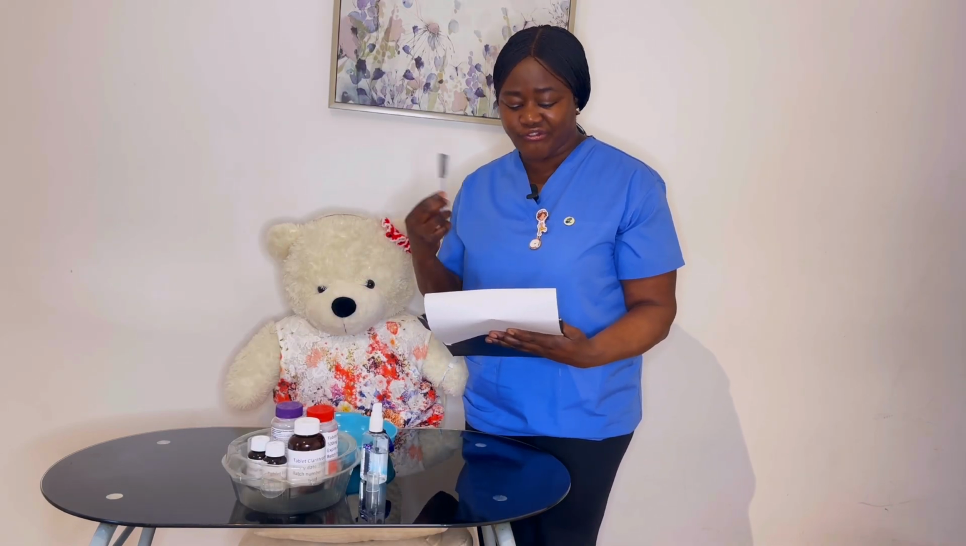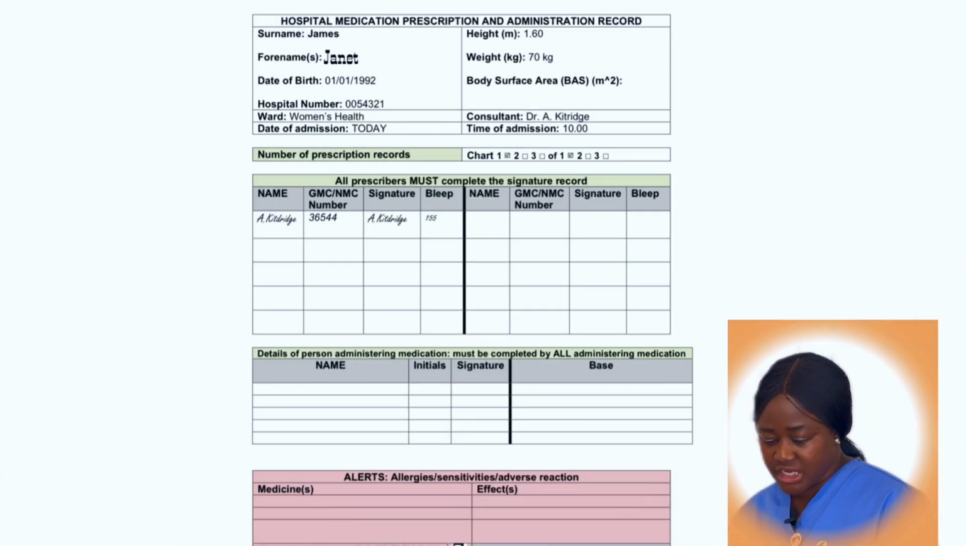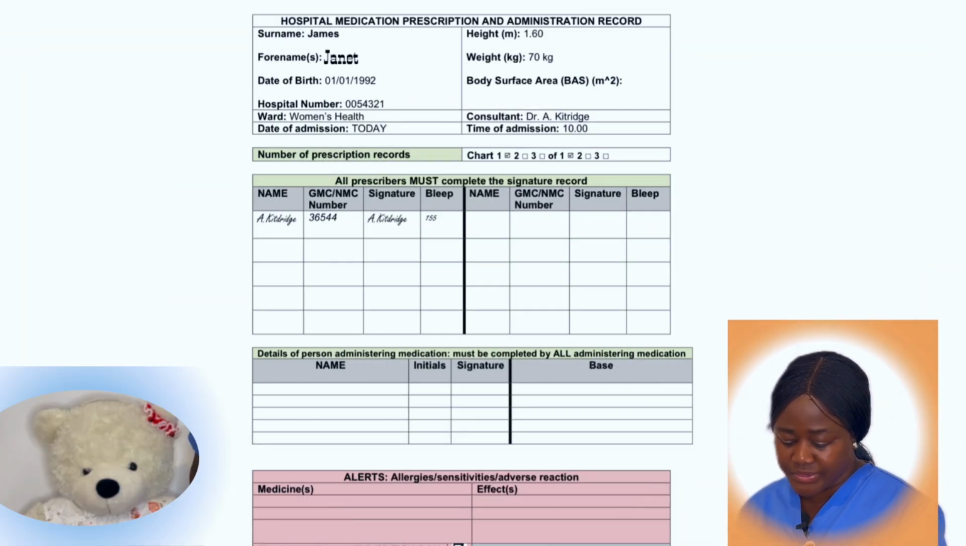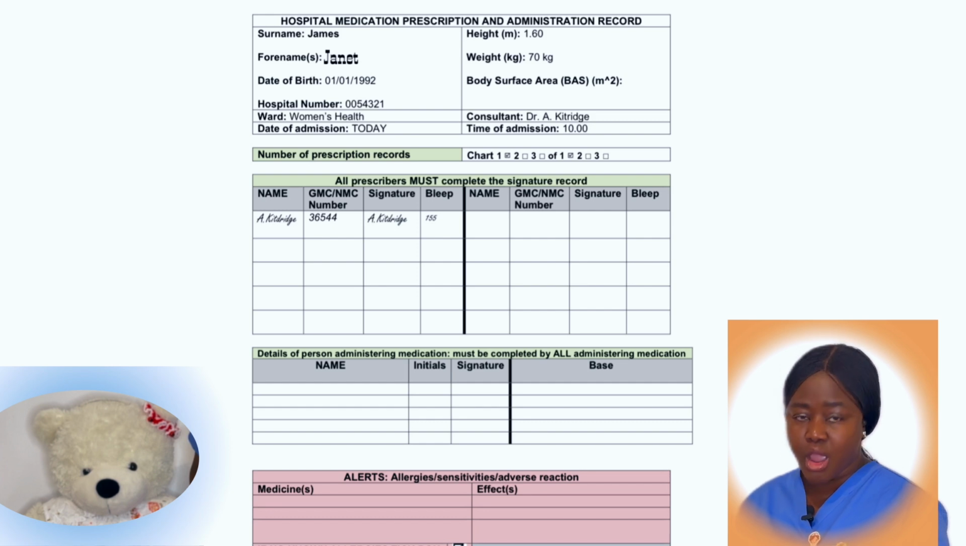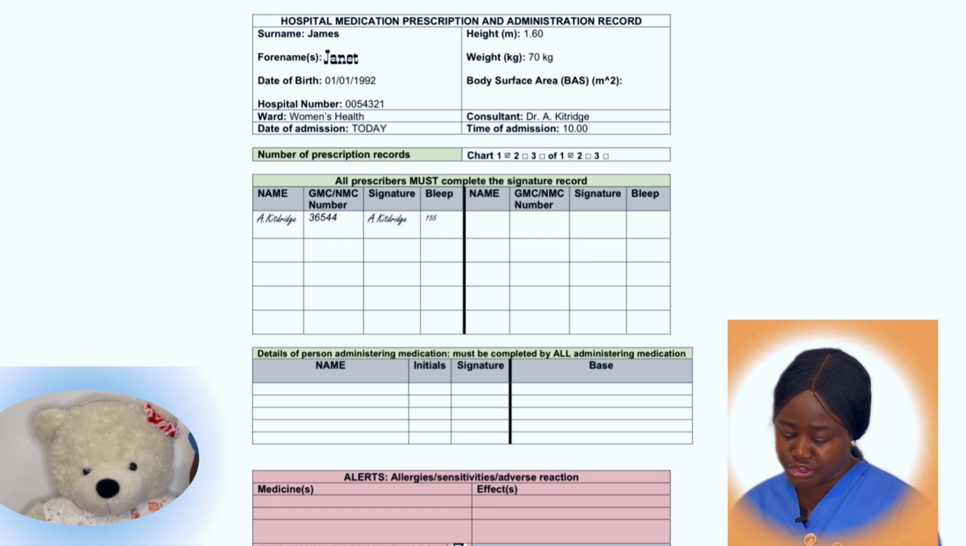Yeah, for the first page, I'm going to read all the details, but subsequent pages, I'll go with the full name plus either the date of birth or hospital number, either of the two with the full name will be fine. So I've got with me Janet James, date of birth 1/1/1992, hospital number 54321, height 1.6, weight 70 kilogram, body surface area not stated. Waters Women's Health, date of admission is today. Consultant is Dr. A. Kittredge, time of admission 10th hour.